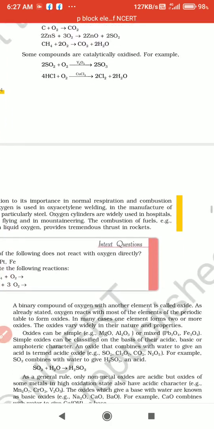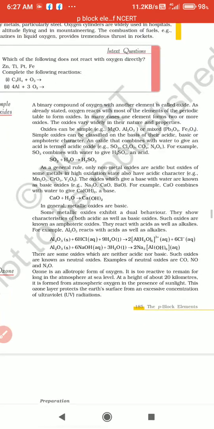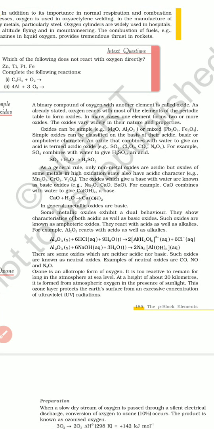So these are the preparation and properties of simple oxides. So oxides are majorly of how many types? Two types: simple oxides and mixed oxides. And these oxides are further classified into three types: acidic oxide, basic oxide, and amphoteric oxide.